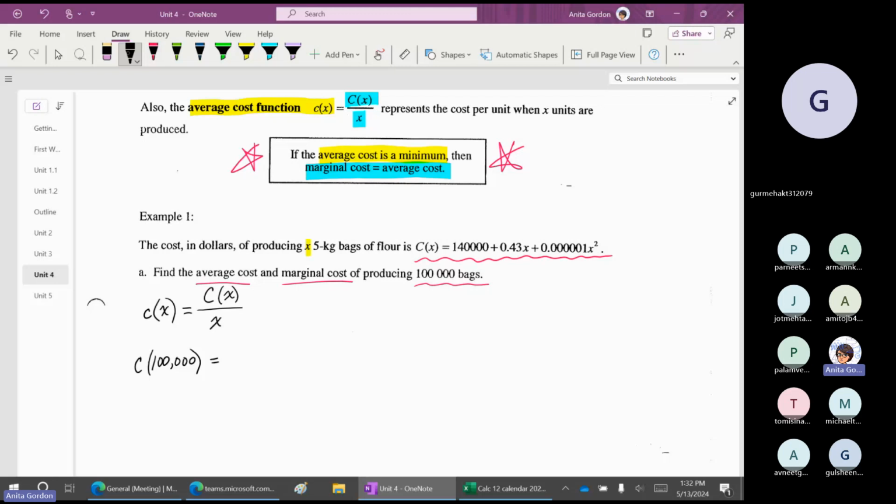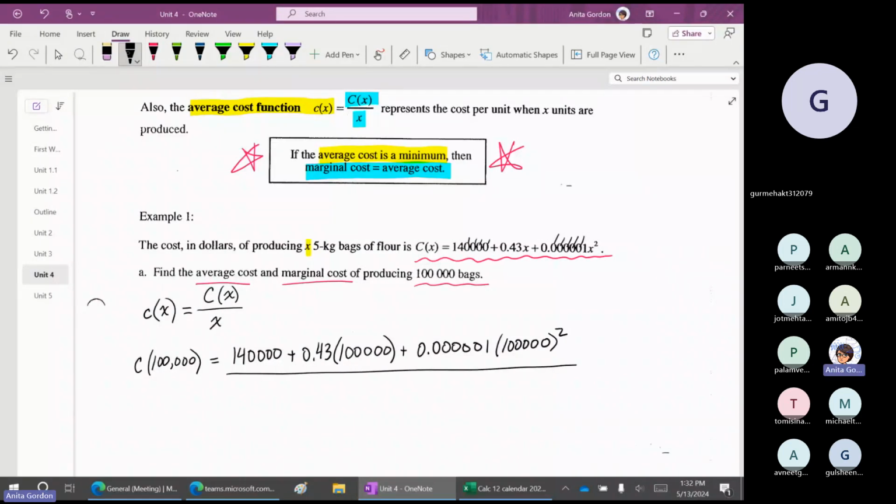So this is going to be 140,000 plus 0.43 times 100,000, plus 0.00001 times 100,000 squared, all divided by 100,000.